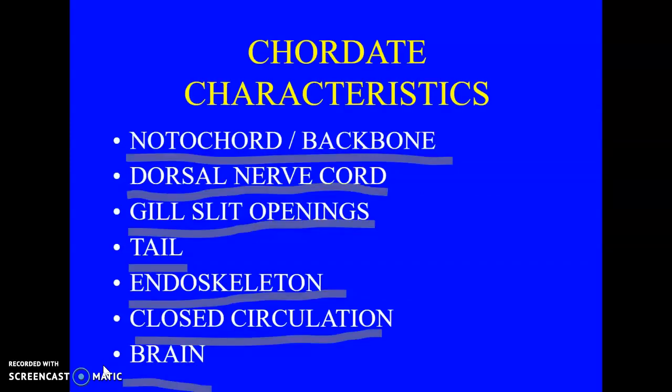Okay, the first one's going to be the notochord, which is another word for backbone. That's why they're vertebrates, they have a backbone. A dorsal nerve cord, it goes down their vertebra, down their back. There's gill slit openings in these animals, and a tail. And you may say, well, Miss Brown, we don't have a tail or gill slits, but you did in utero when you were developing.